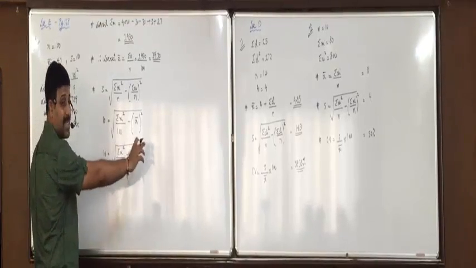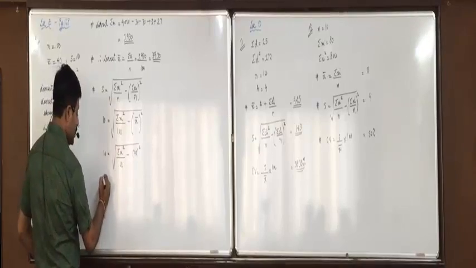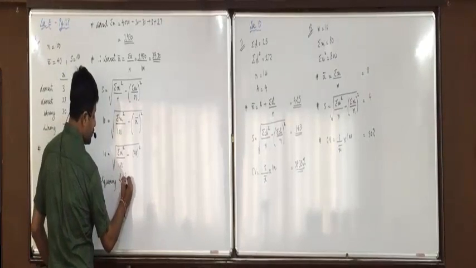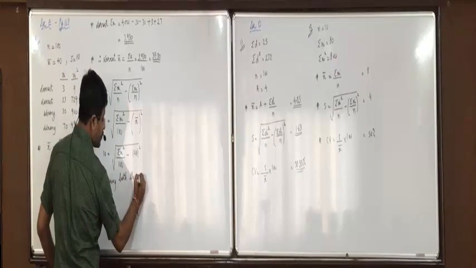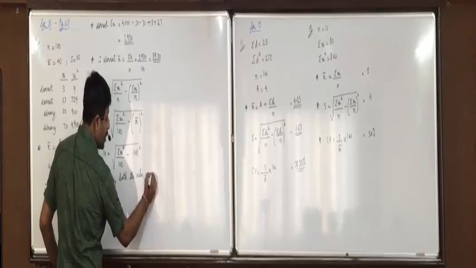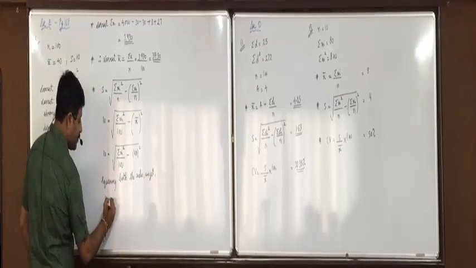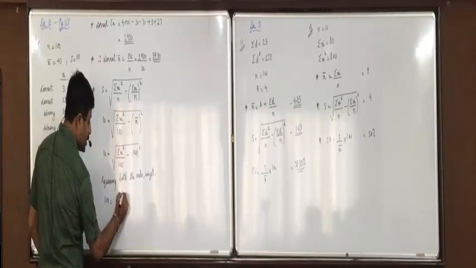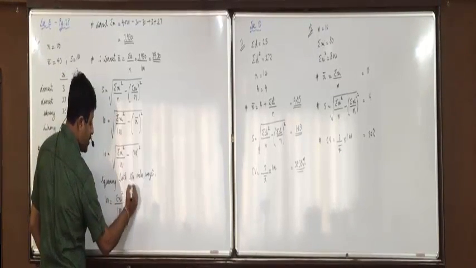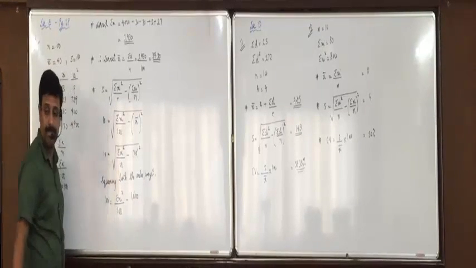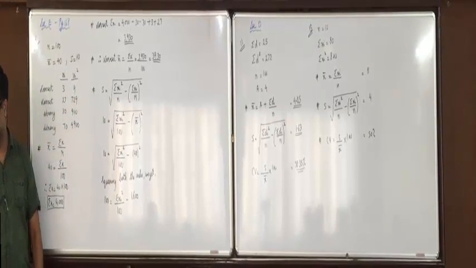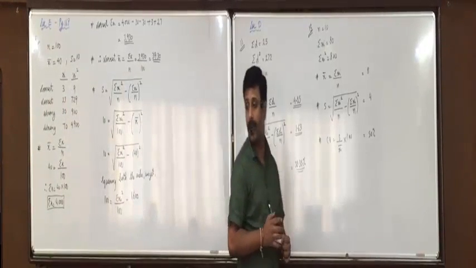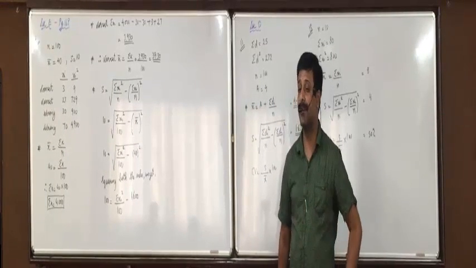Now what will we do to cancel this square root? Squaring both the sides, we get the left side 10 square, which will become 100. On the right side, the square root will get cancelled. So sigma xi square upon 100 and 40 square is 1600. Understood this? Raise your hand. What next?